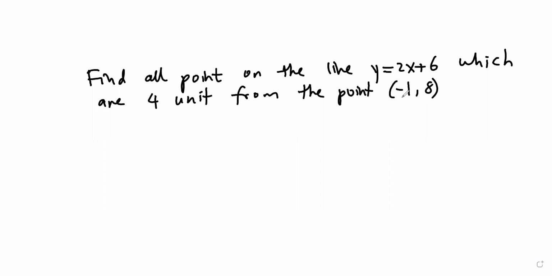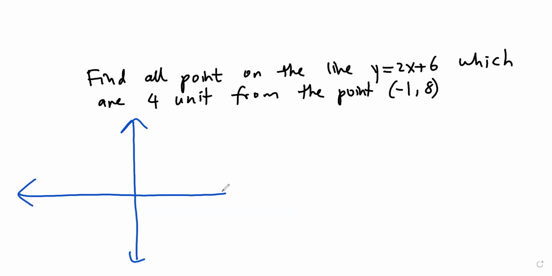You don't have to actually graph this line, but I'm just going to graph it to give you a better view. Here the slope is 2 and the y-intercept is 6. So that means we have 1, 2, 3, 4, 5, 6. That's the y-intercept. And then you can go up 2 over 1 because the slope is 2. So you go 2 units up and over 1.